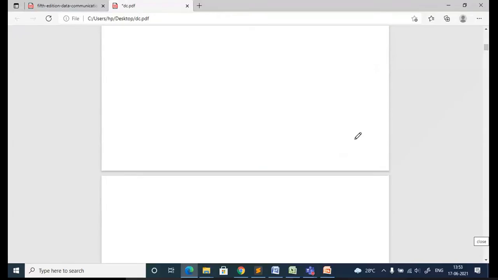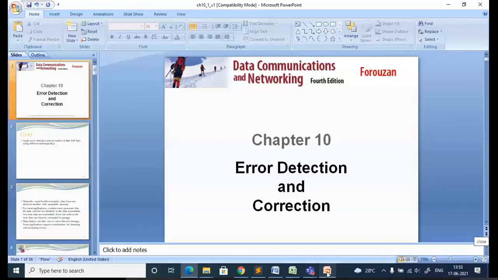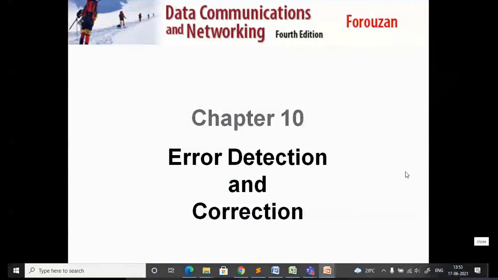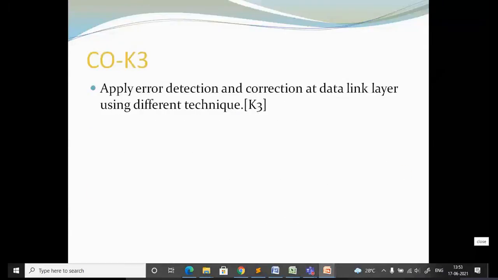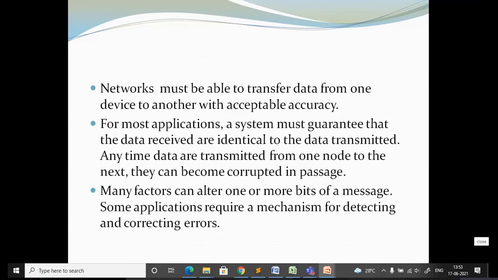Let me go to the slides. At the end of this chapter, you will be able to detect the errors, and also you will be able to correct the errors. You are going to get problems in this chapter. I'll give a problem where some data is sent and received, and you will calculate what the extra bits are, that is, what extra bits should be added. All that you are going to learn in this chapter. If you have any queries, you can ask me in between.